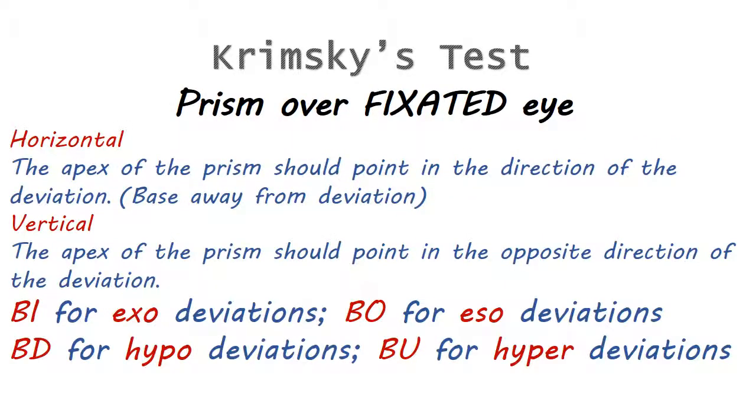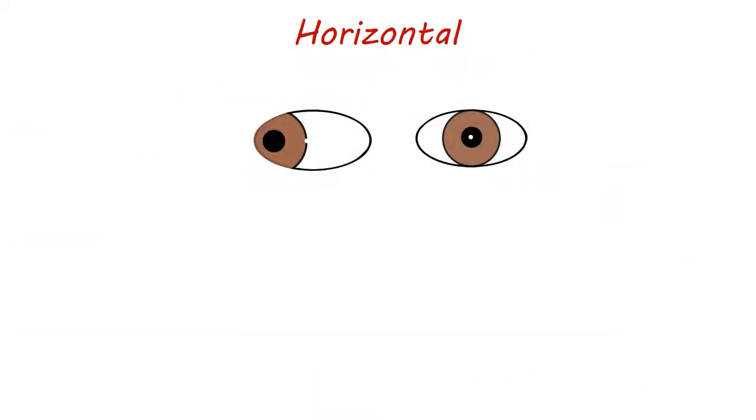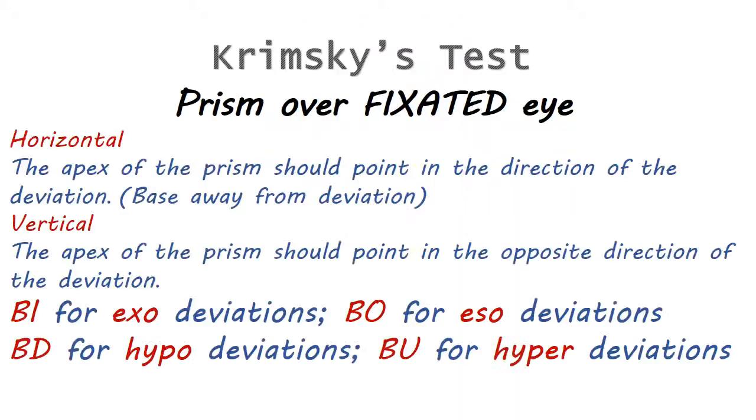When we hold the prism over the fixated eye, however, we're going to do the same thing with a horizontal deviation. We're going to hold it the same way. So if our right eye, for instance, had an exodeviation, our right eye was pointed out temporally, but we're going to hold the prism over the left eye. We're going to hold the apex towards the left temple, just like as if we were holding it over the right eye, we would hold it towards the right temple for an exodeviation. If we're holding it over the left eye, we're going to hold it towards the left temple.